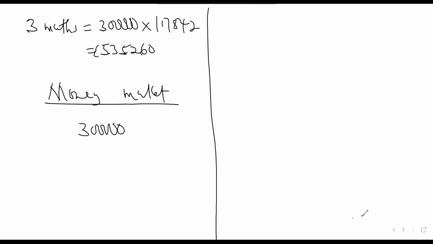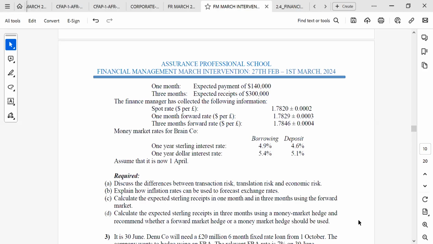So if the company is the one receiving, they will go to the bank and borrow the money in the foreign currency. They will borrow in the foreign currency. So they will go to the bank now. The bank will be telling them that if we want to give you any amount in USD, it will attract what? What is the borrowing rate in USD?